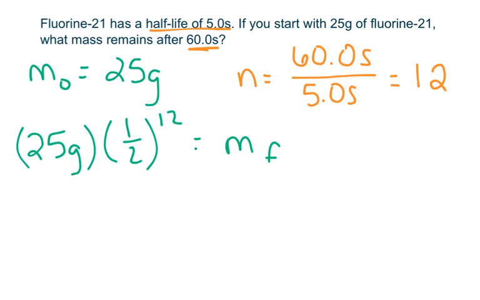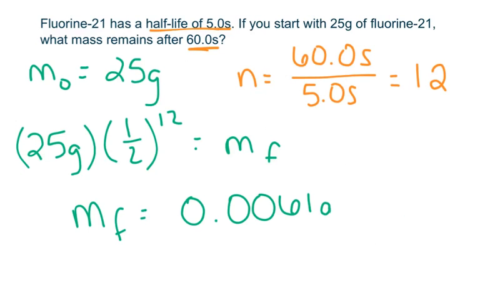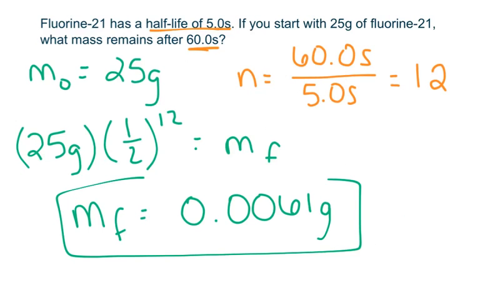I suggest doing the 1/2 to the 12th power first, and then multiplying that by 25. That way you don't accidentally raise the 25 to the 12th power. So when you do this, your final mass ends up being, now with proper sig figs, 25 grams is 2 sig figs, so we're going to need 2 sig figs, 0.0061 grams. And that's your final answer.